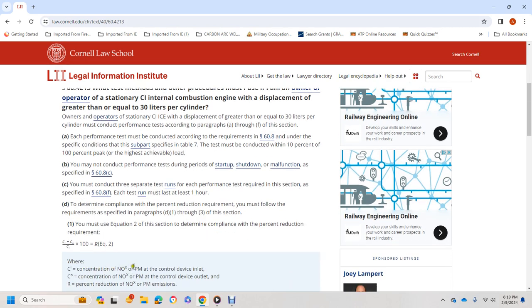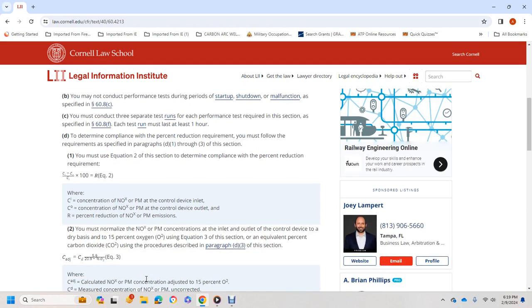Concentration of nitrogen oxides or particulate matter at the control device inlet, minus concentration of nitrogen oxides or particulate matter at the control device outlet, over concentration of nitrogen oxides or particulate matter at the control device inlet, times 100, equals the percent reduction of nitrogen oxides or particulate matter emissions.